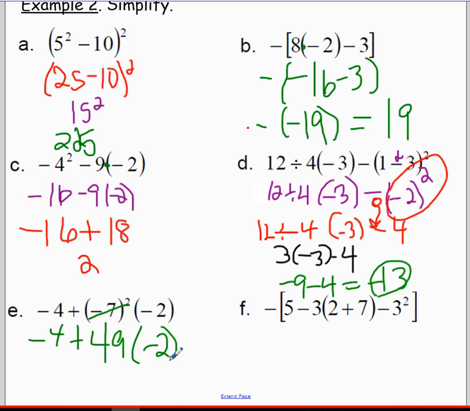And we will do the 49 times negative 2. And that is negative 98. So we'll bring down the negative 4 plus in front of it. So our final step is negative 4 plus negative 98, which gives us negative 102.